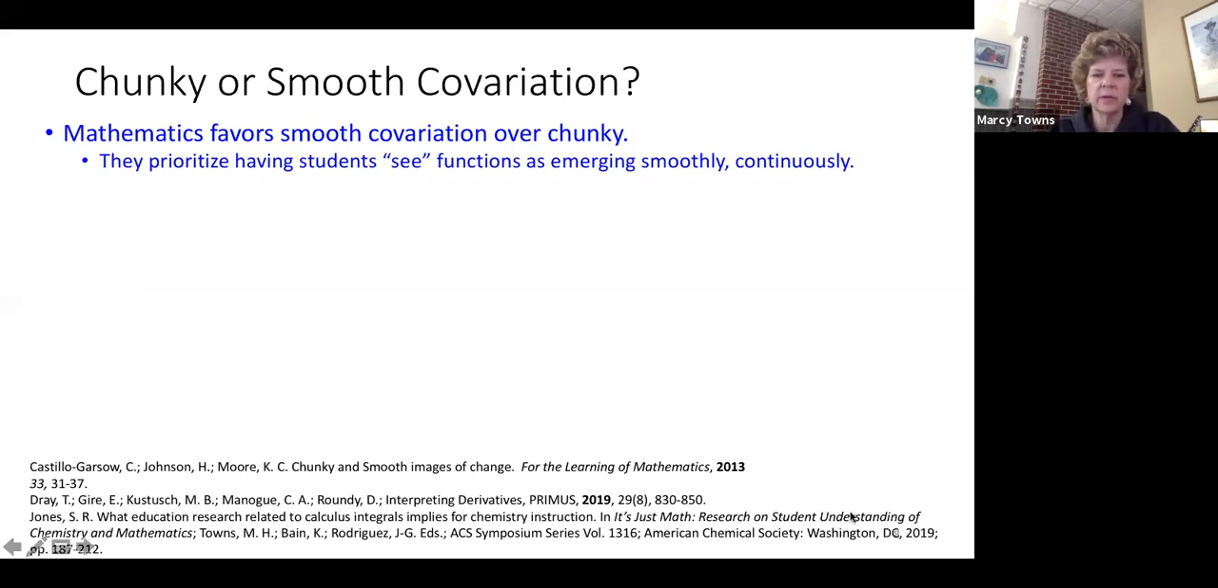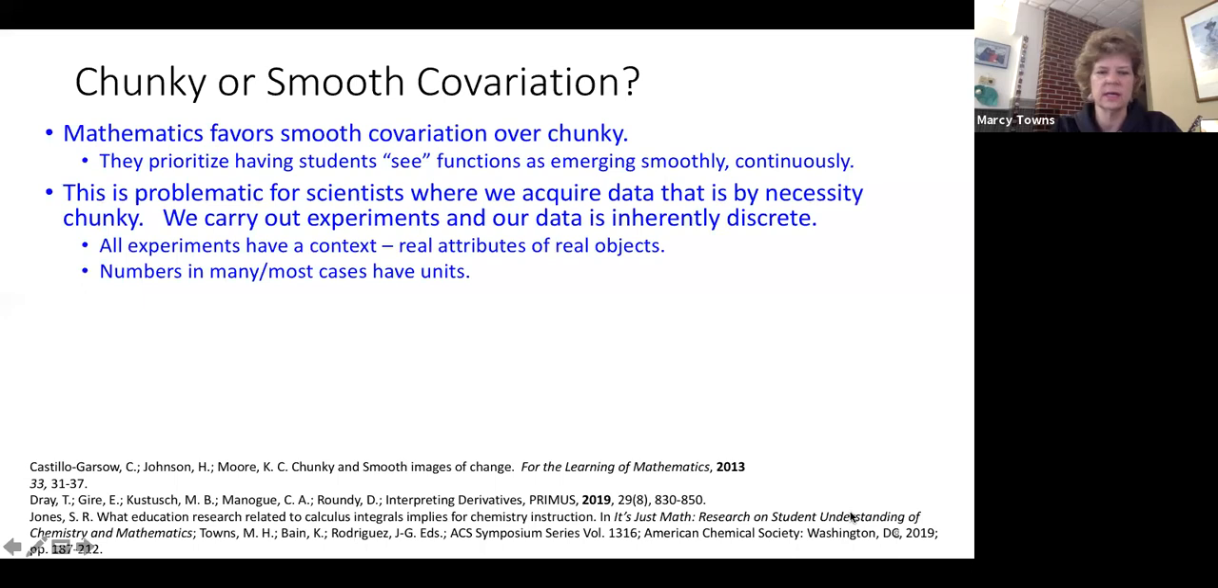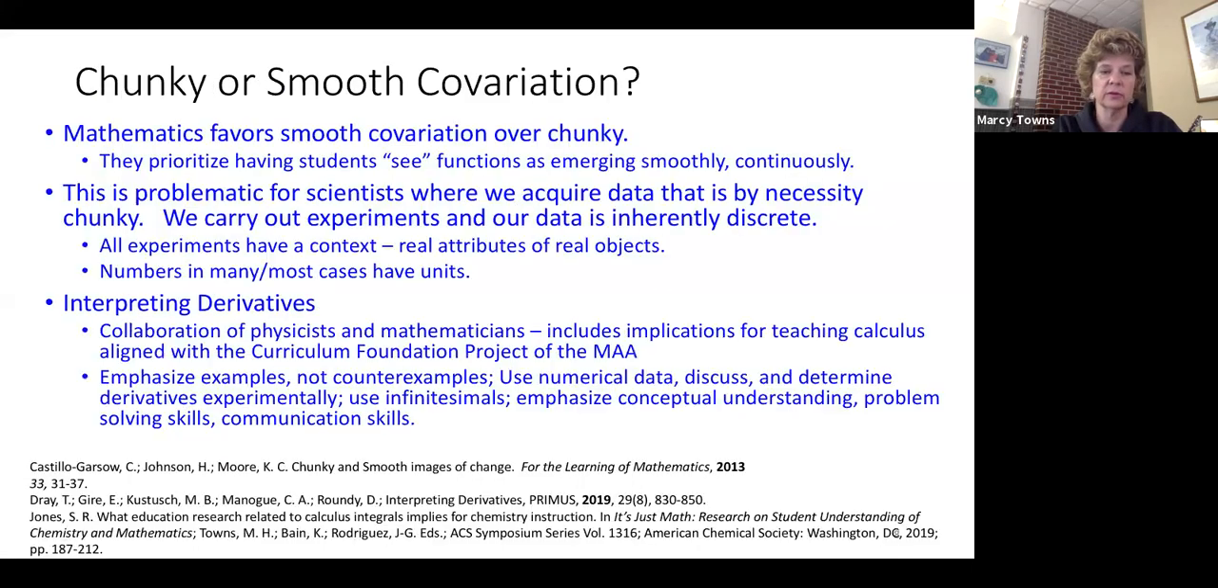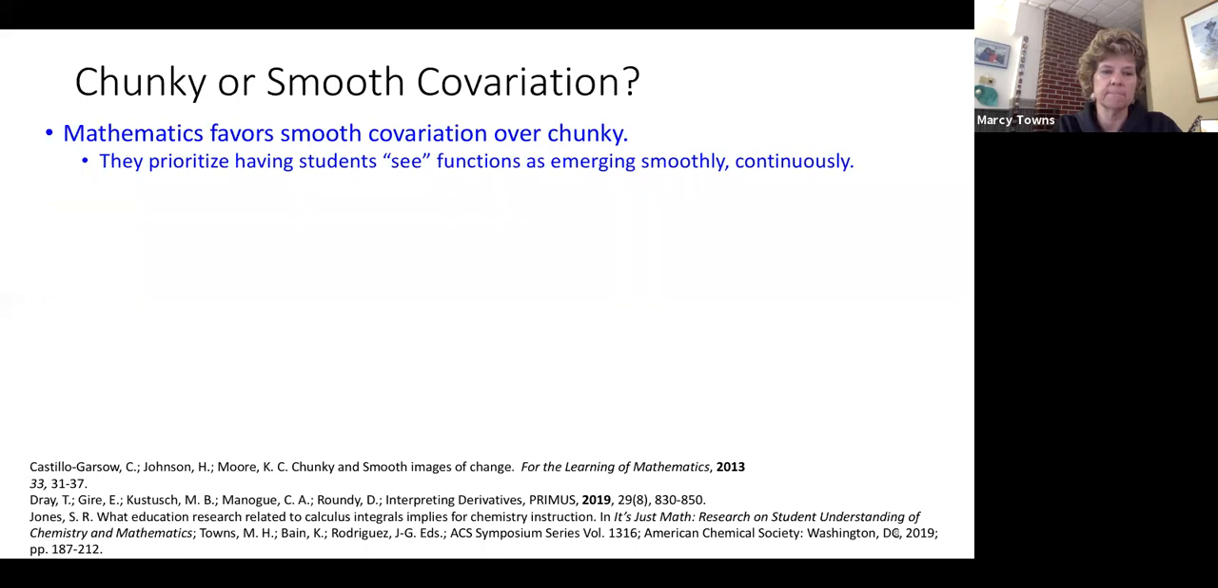So first of all, and we're going to get to a slide in just a sec, sorry, I'll pop forward one slide where these references are that are really important, but they're also on the bottom of this slide. So chunky versus smooth covariation. One of the things you need to know outside of your discipline of chemistry is that mathematics very, very much privileges smooth covariation over chunky. They want students to see functions as emerging smoothly and continuously.